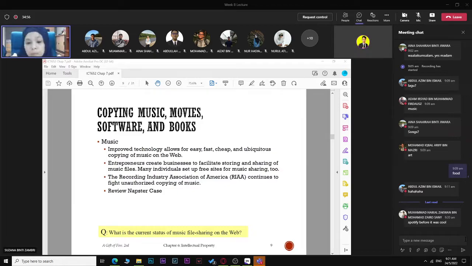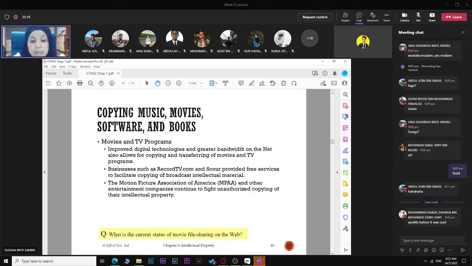Madonna was the same thing. Her single, before it was distributed, was leaked on Napster. So again, Napster was sued. So that was the case with Napster when we talk about copyright infringement of music. And then like you said, it is the same thing with movies and TV programs, the same case.